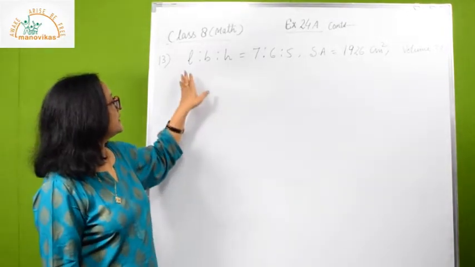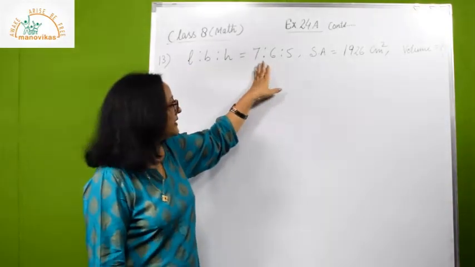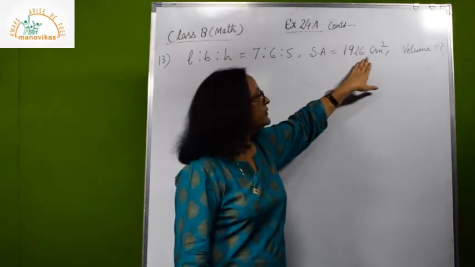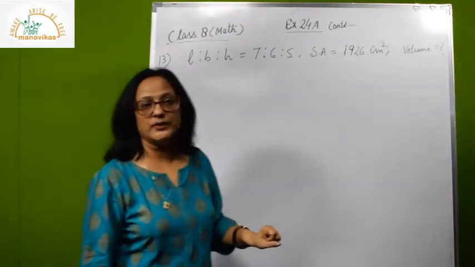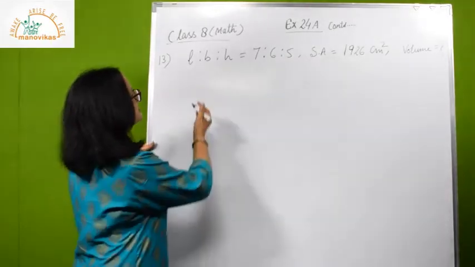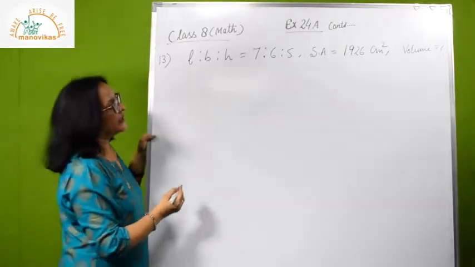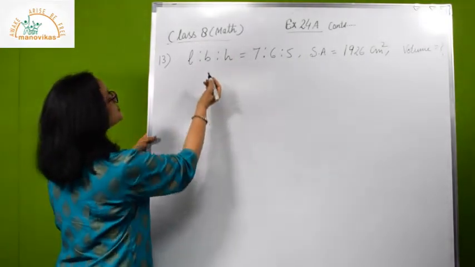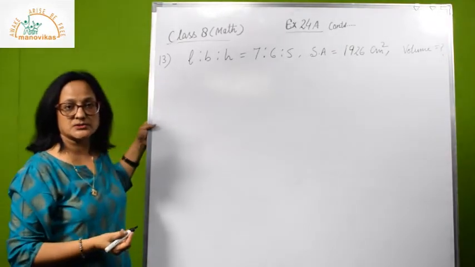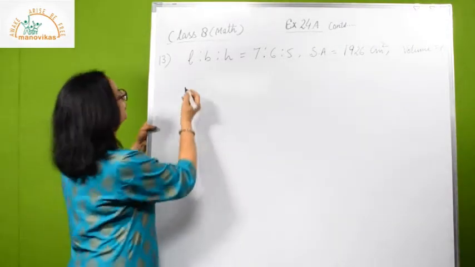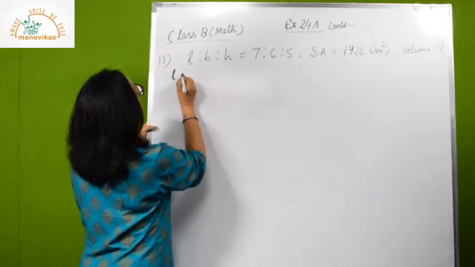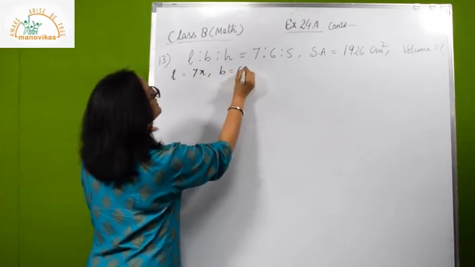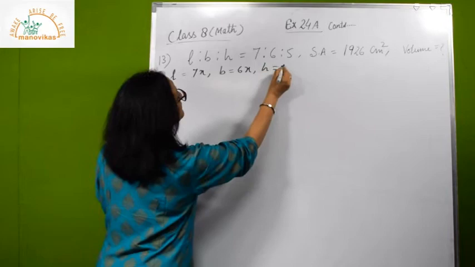In this question you are given the ratio of length, breadth and height as 7:6:5. Also you are given the surface area of the cuboid, 1926 centimeter square. You have to find the volume and the dimensions. Dimensions means length, breadth and height you have to find, and after that the volume. Whenever you are given the ratio of the dimensions, we first convert it into variable form. So length will be 7x, breadth will be 6x and height will be 5x.